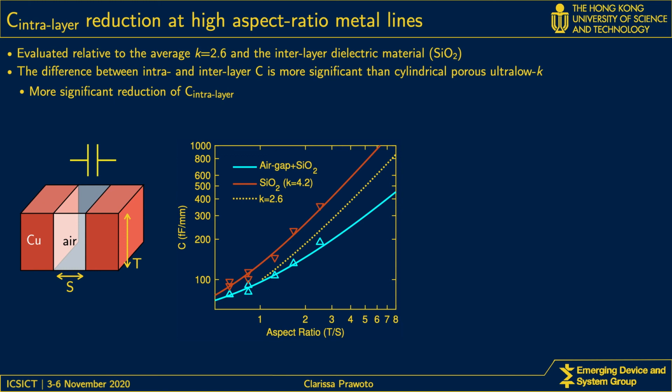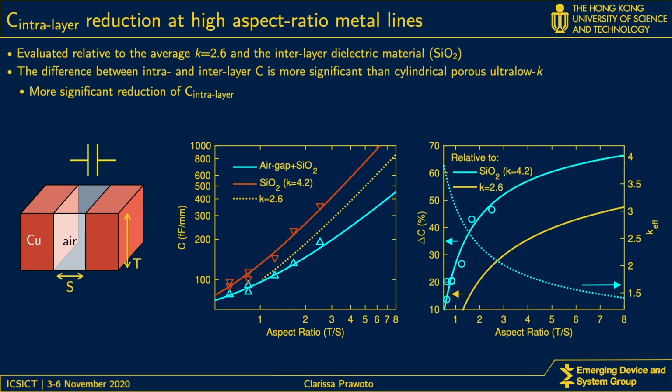We can use either silicon dioxide or the average K as a reference, and the percentage of reduction is shown in this figure by the blue and yellow solid lines respectively. Then we can see that the capacitance reduction is more significant than for the cylindrical porous dielectric structure. Also, this trend can be seen from the intra-layer effective K.